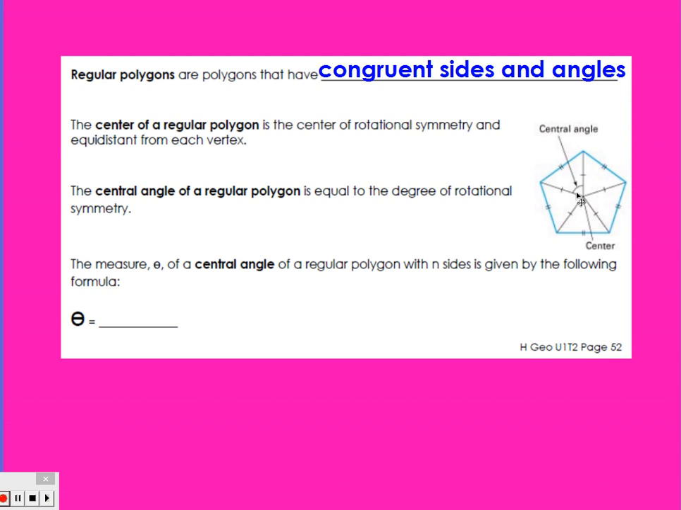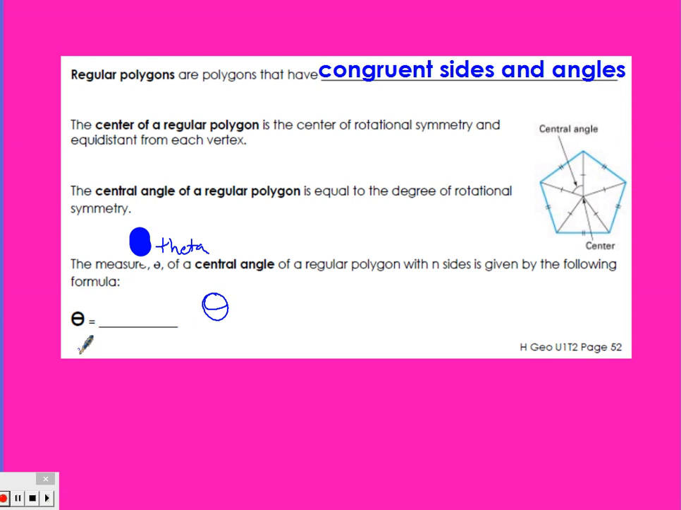Okay, so a central angle is identified here. If we draw line segments from a vertex to the center, on each of the vertices, that angle right there is a central angle. All right. The measure of theta, this is a Greek letter, theta. Let me write in a size that will work. The measure theta, it's kind of like a zero with a little loop in the middle, of a central angle of a regular polygon with n sides is given by the following.